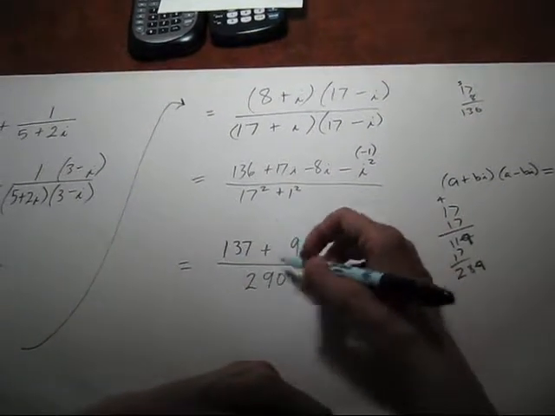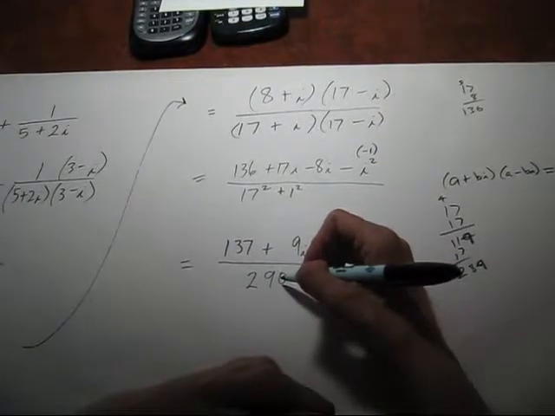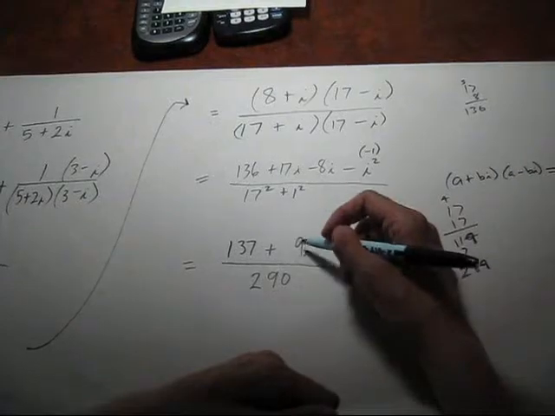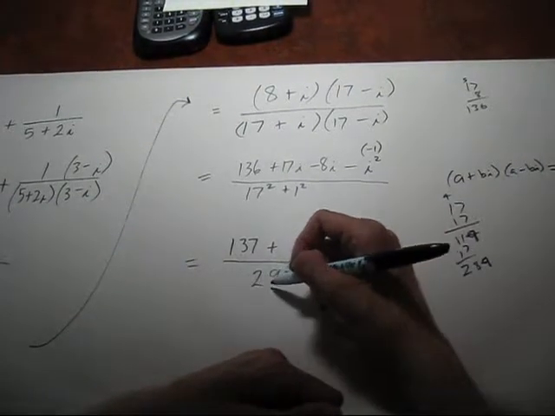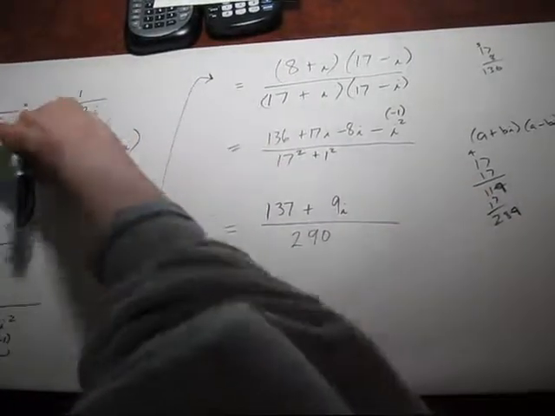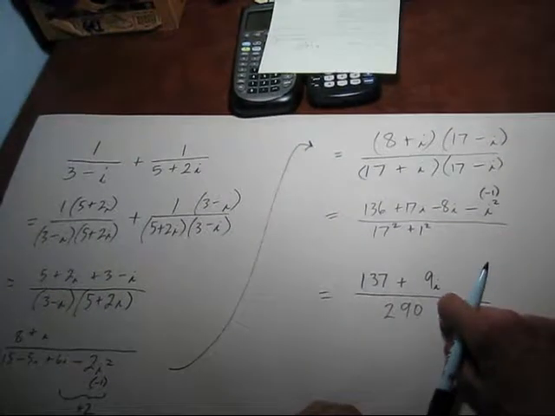Then we check, is there any common factors here? I'm guessing 137's prime. This has a 3 in it, 3 doesn't go in here. So that is the answer. That's when you take those, add them together, you get that.